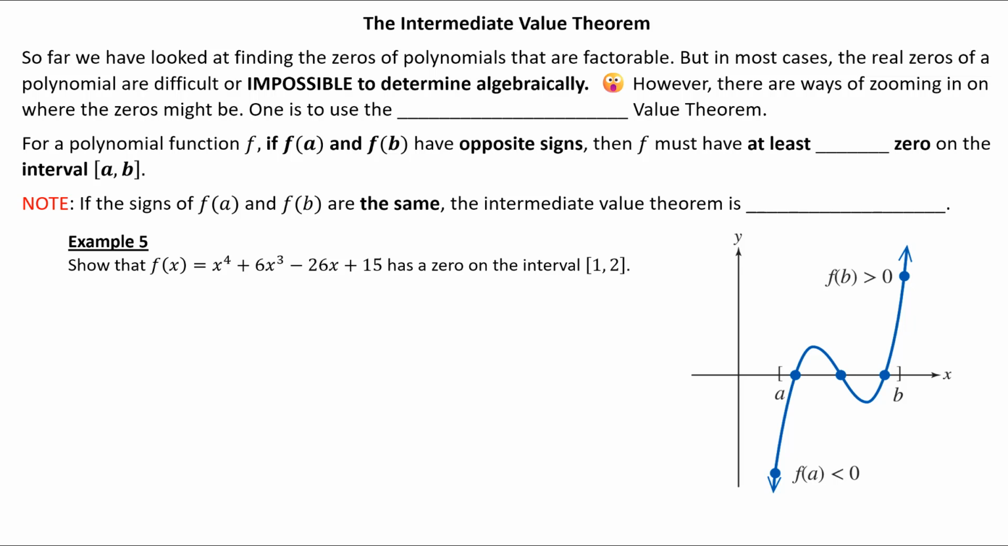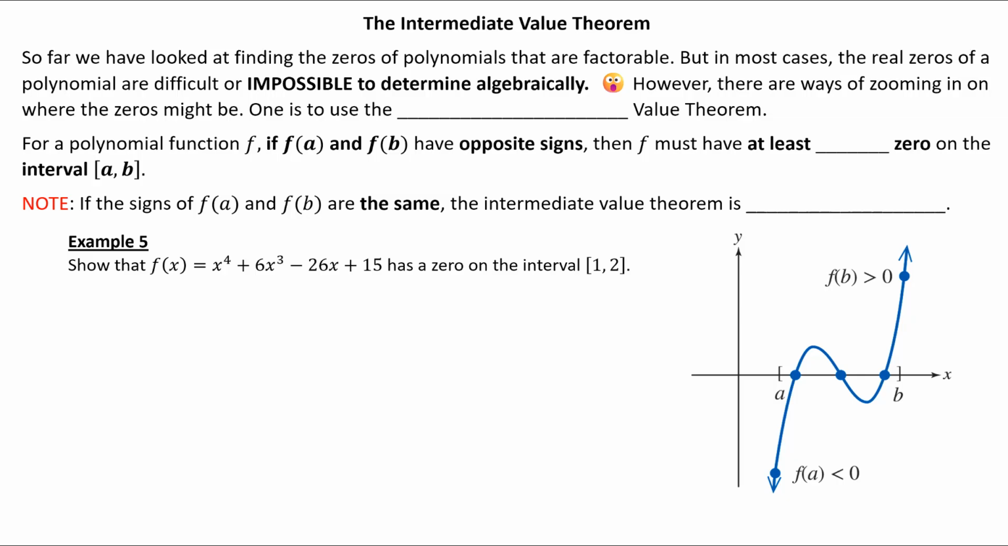Okay, the intermediate value theorem. So far, we have been looking at polynomial functions that are factorable. And if they're factorable, you can find the x-intercepts and you're good to go. But if they're not factorable, which in most cases they are not, then what are you going to do? How are you going to find the x-intercepts? How are you going to graph the function?